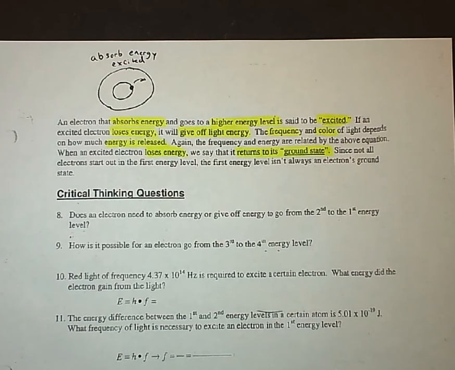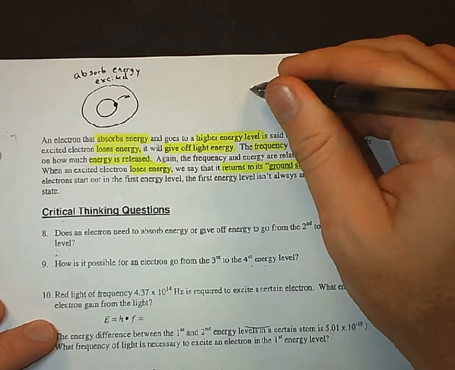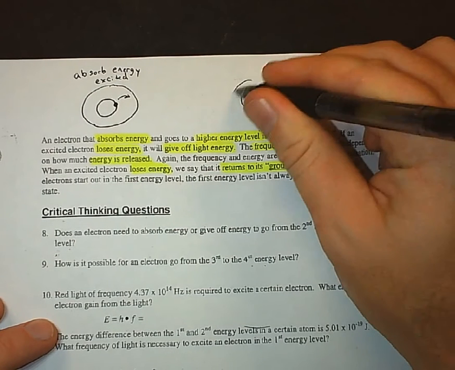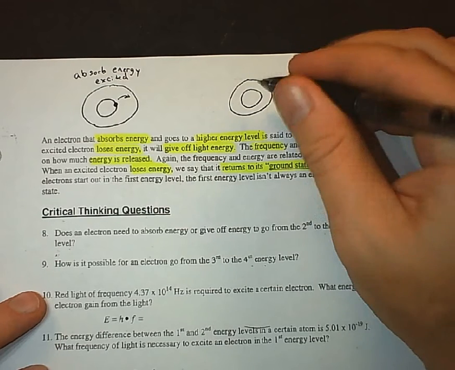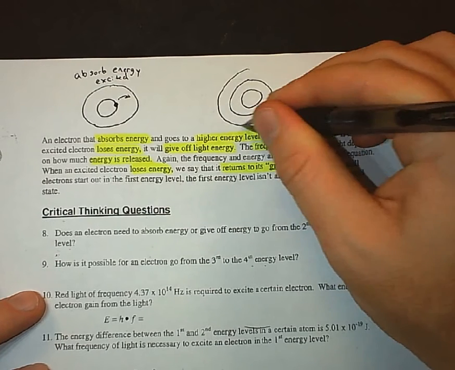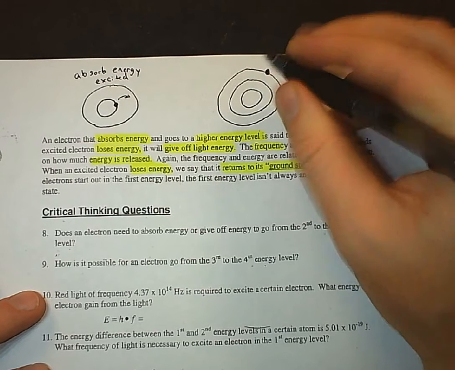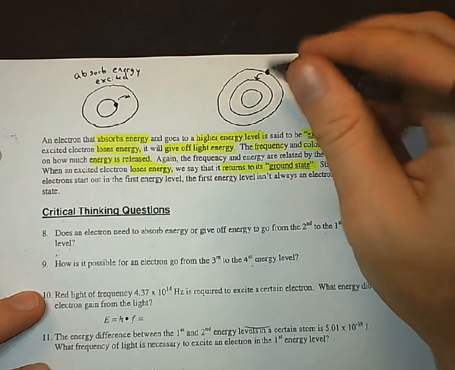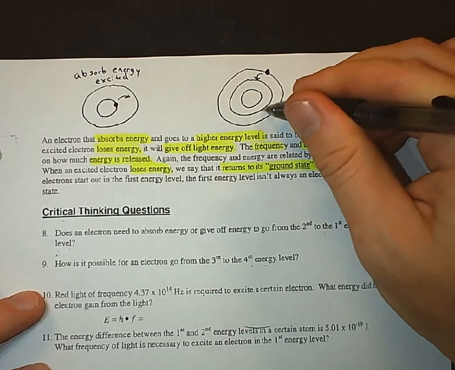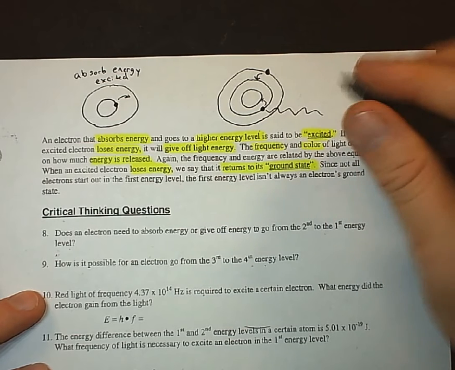Let's draw this second one. We have our first shell, we have our second shell, and we can even have a third shell. Let's go ahead and draw a third shell. Anytime we have an electron and it moves back in, in doing so, it releases light, which we call a photon.